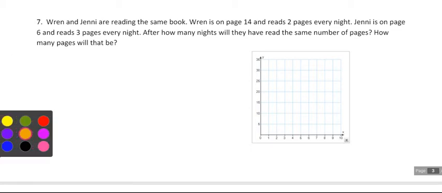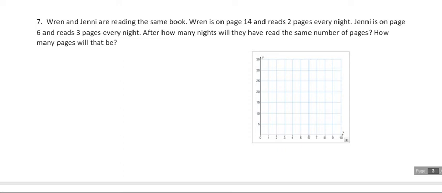All right, so let's take a look at our word problems. Number 7 says Ren and Jenny are reading the same book. Ren is on page 14 and reads 2 pages every night. Jenny is on page 6 and reads 3 pages every night. After how many nights will they have read the same number of pages, and how many pages will that be?